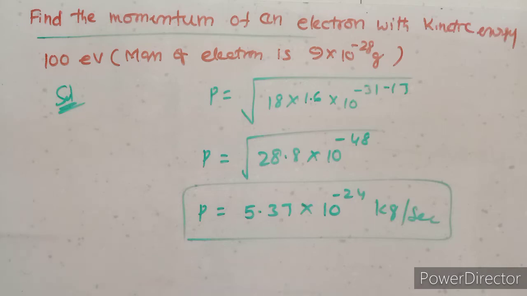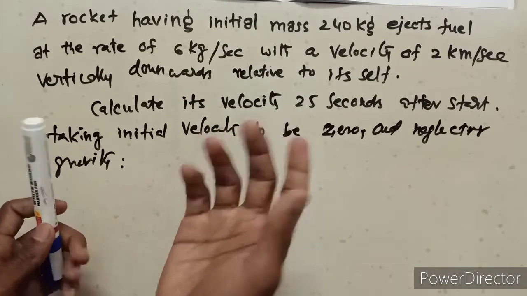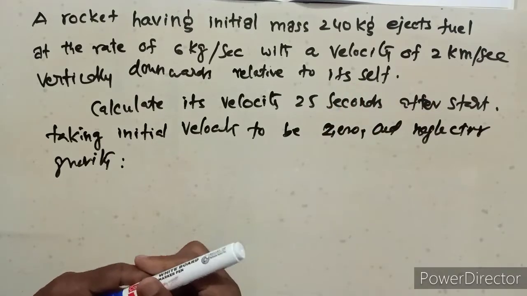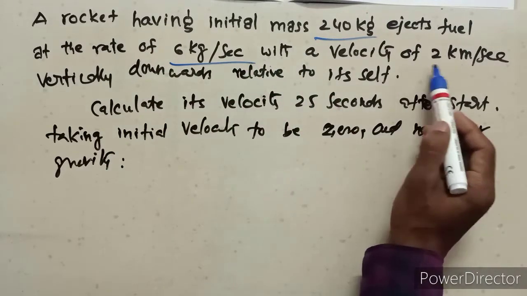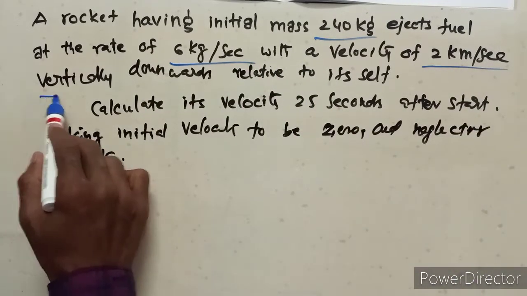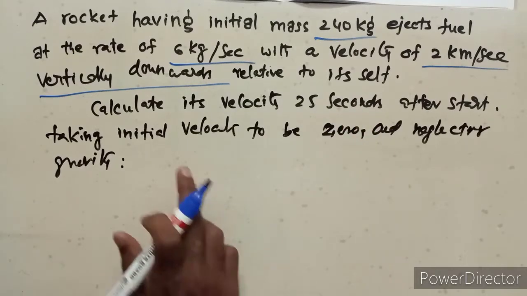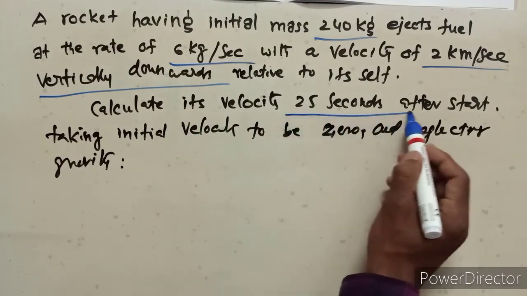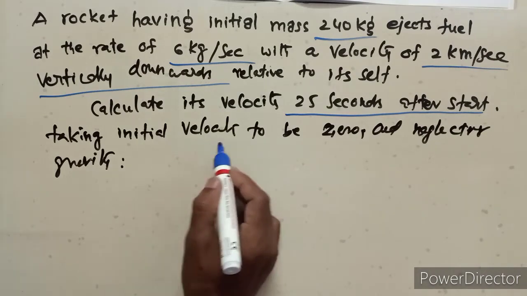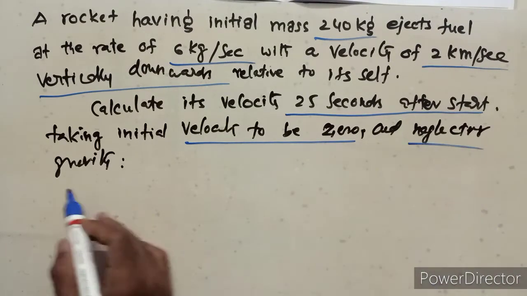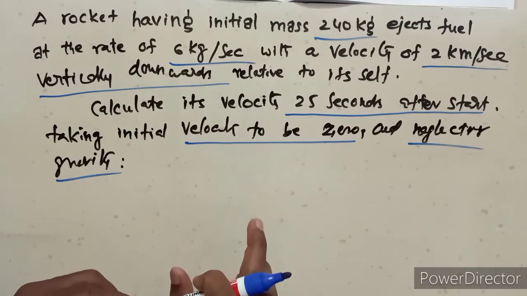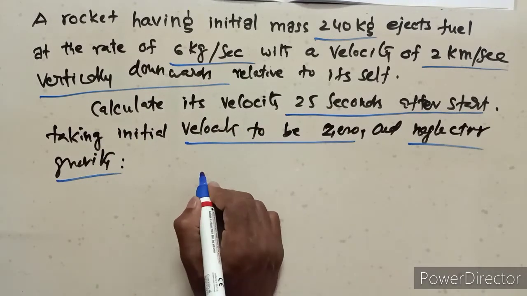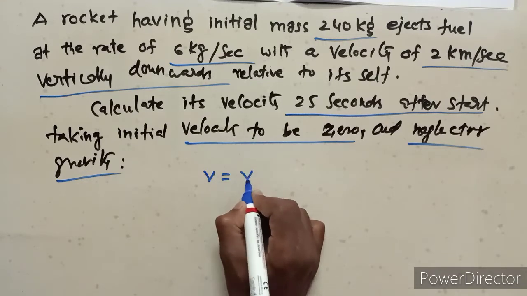This is the answer. Our third problem is: a rocket having initial mass 240 kg ejects fuel at the rate of 6 kg per second, with a velocity of 2 km per second vertically downwards relative to itself. Calculate its velocity 25 seconds after start, taking initial velocity to be 0 and neglecting gravity. What is the formula to calculate the velocity of the rocket?